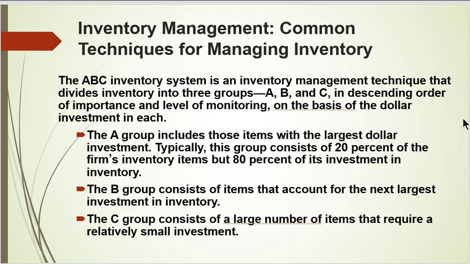We really want to control those. And since we have such few, we really have to pay attention to the amounts we have so that we don't run out. B obviously is the next level down, and then C is at the very bottom, has the greatest number of units, but has the least amount of dollars tied up in it.